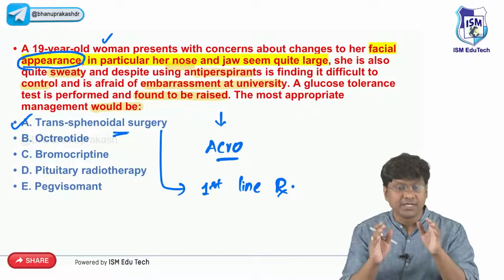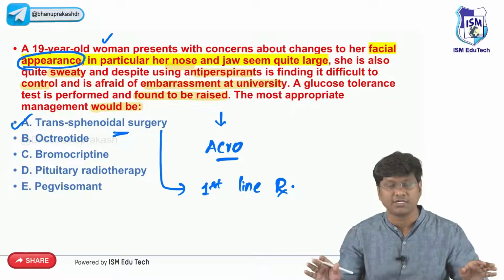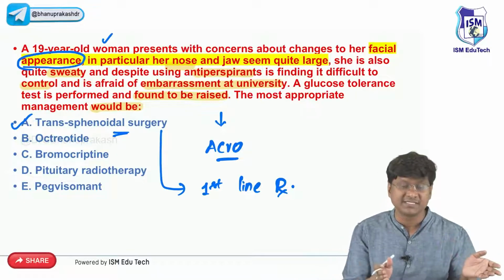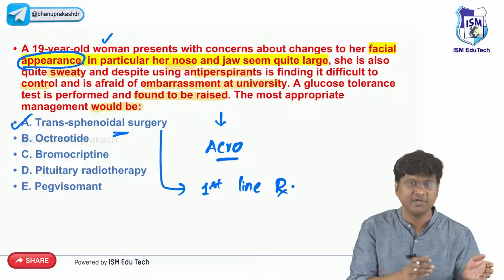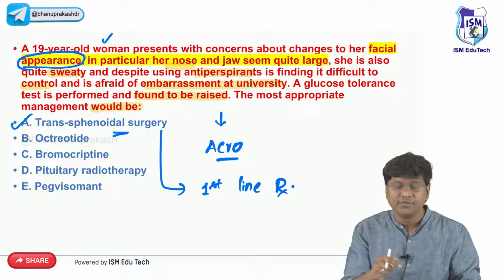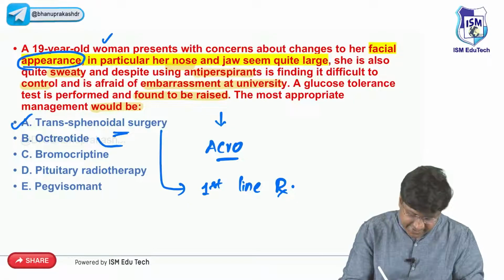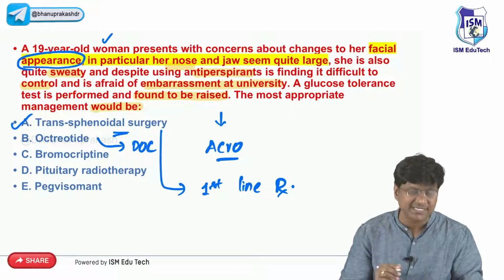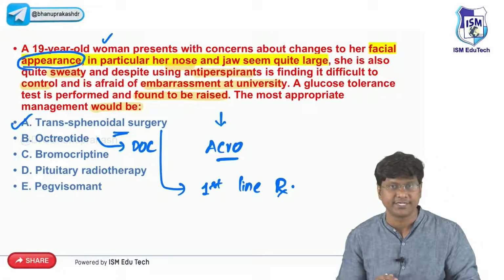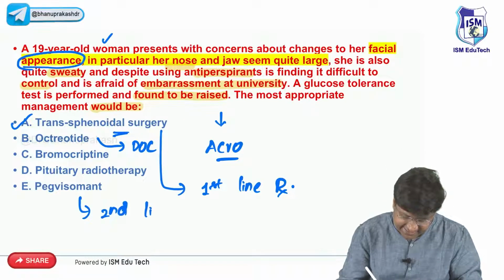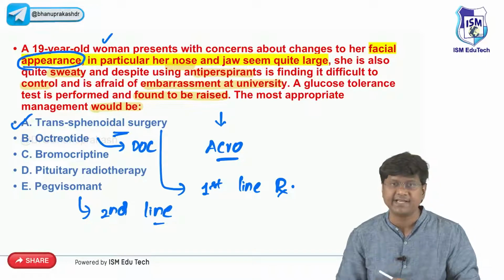Let me tell you, those individuals who are not prepared for surgery, or where the surgery is contraindicated because of the risk factors, in them we give medical management. In the medical management, what is the drug of choice? The drug of choice will be the somatostatin analog, that is octreotide. Now you take pegvisomant. Pegvisomant is a second line agent.